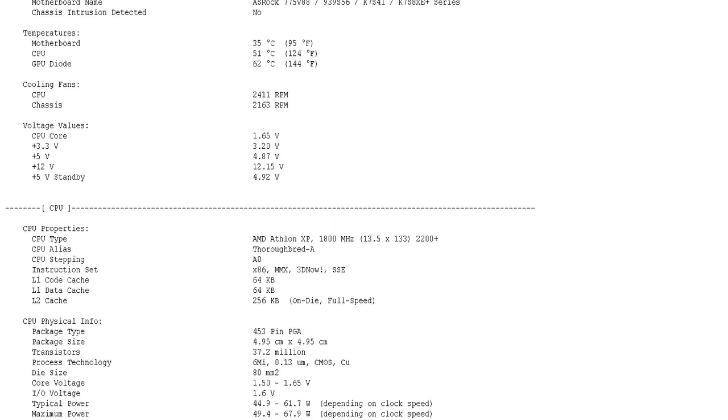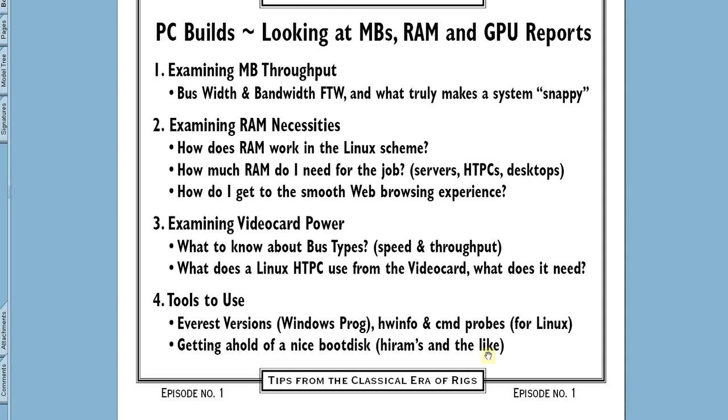Your sensors, it just pretty much is a little bit higher level than anything in Linux. You try hardware info, and then maybe you learn your command line probes, like lspci and stuff like that. But the main thing here is that you get a hold of a really nice boot disk like Hiren's. I've seen the Universal Boot CD, German Police Boot CD, Ultimate Windows Boot CD, and of course the BartPE, Bart's Preinstalled Environment boot CD, if you can get that.